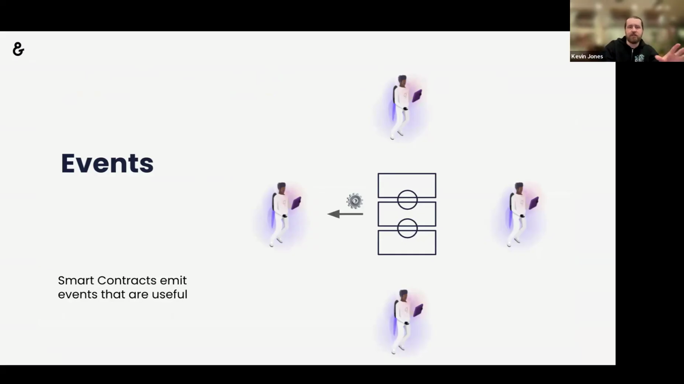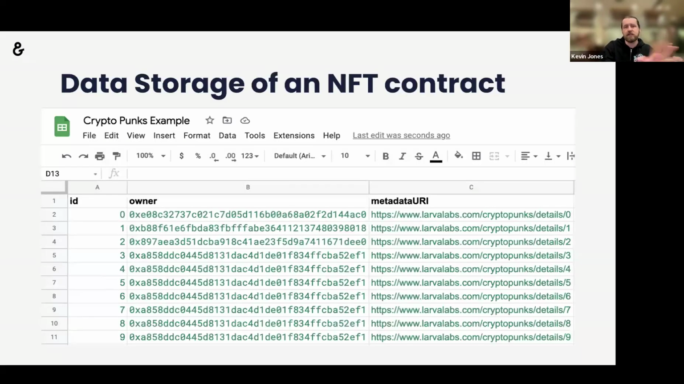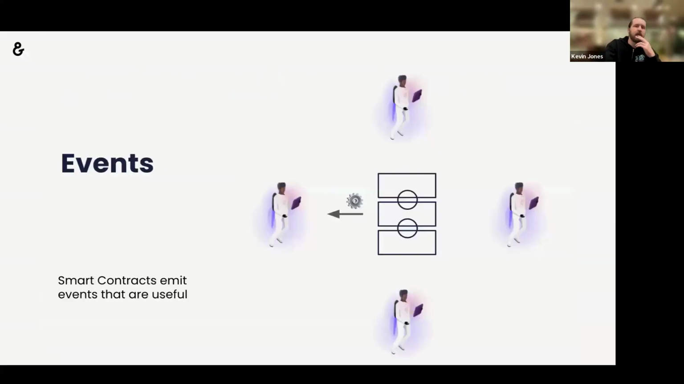So what we want to do is take those events and those transitions of state. We've talked a lot about how the blockchain works. It's a transition of state. It's a state machine, and we want to track all that stuff, okay?